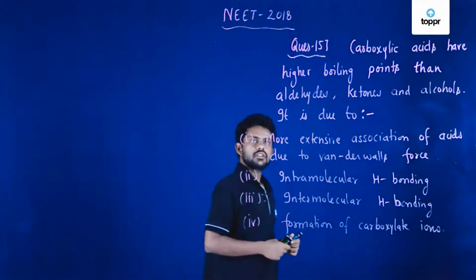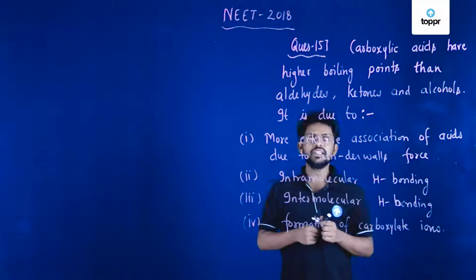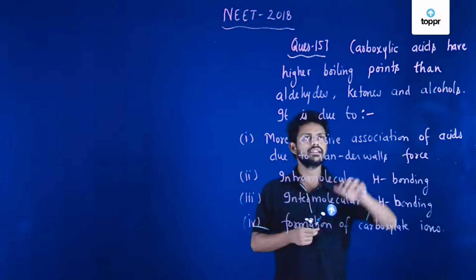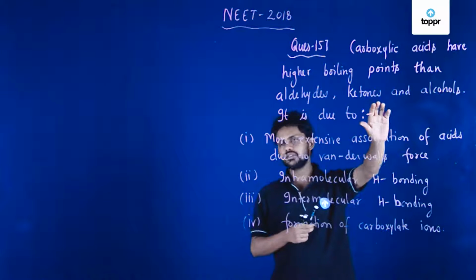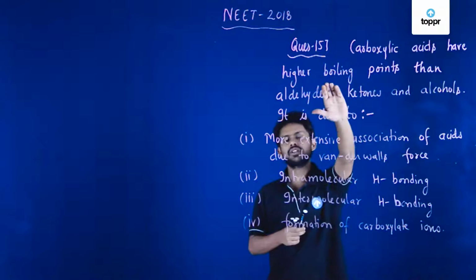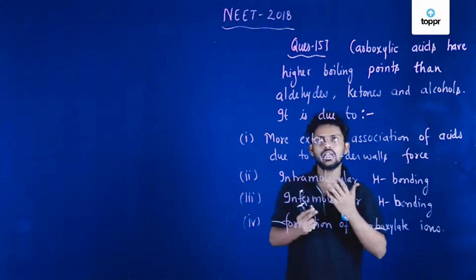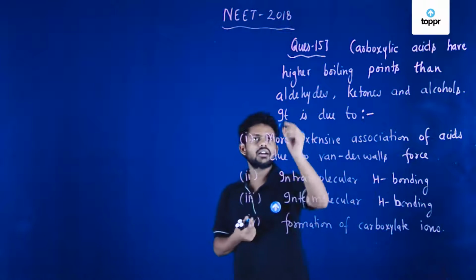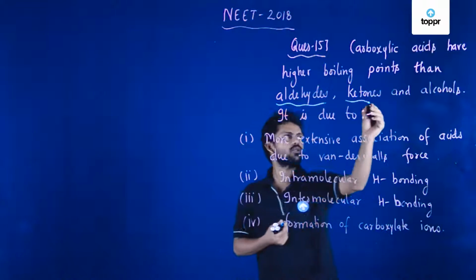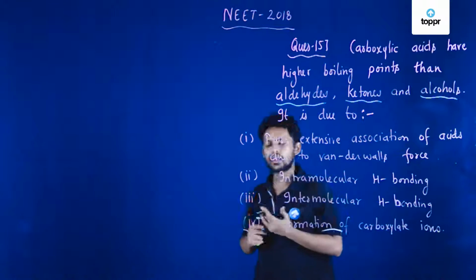So this is another question, number 157 from the NEET 2018 examination, and it is again a very simple question. What is asked in the question is: carboxylic acids have generally higher boiling points than other compounds like aldehydes, ketones or alcohols which have comparable molecular masses.